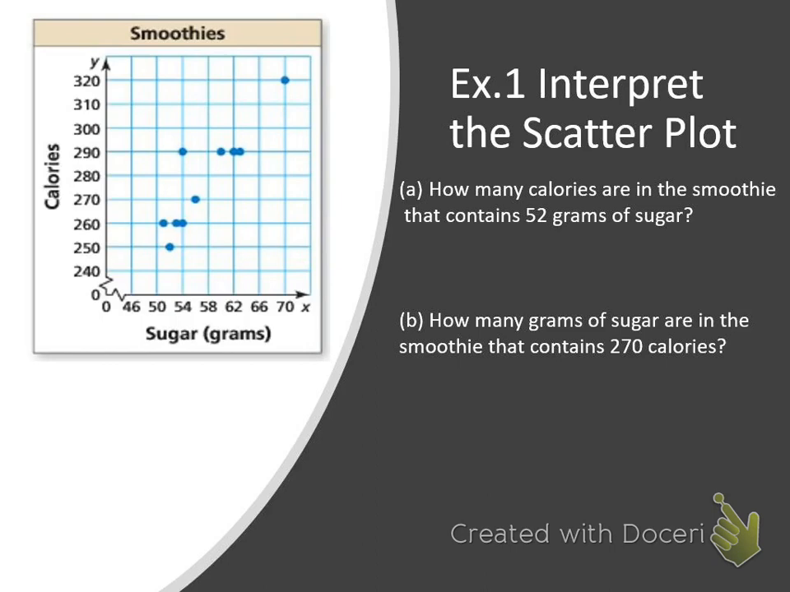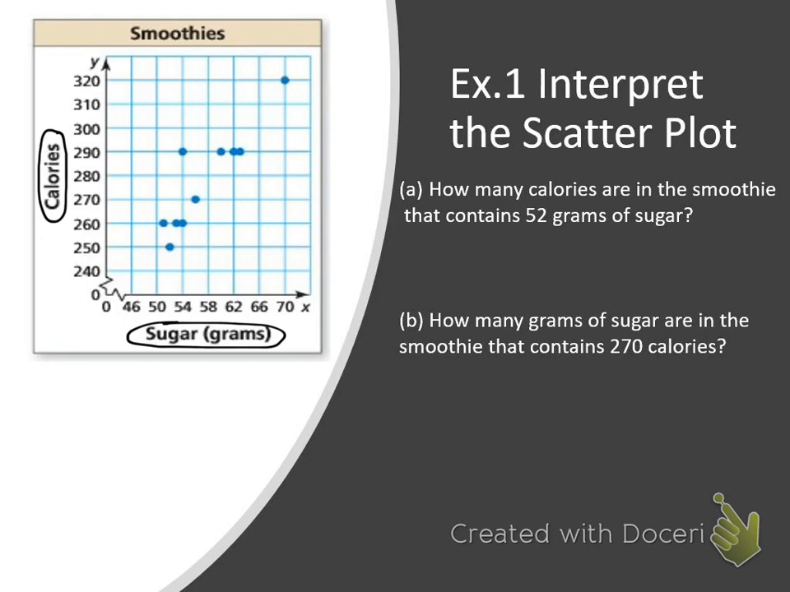Secondly, look at the labels. The x-axis is labeled sugar and the y-axis is labeled calories. That's important because when we go to answer these problems, we've got to know if we're looking at the x-axis or the y-axis. All right, look at the way the axes are numbered. So look at the x-axis. What are the increments? 4. They're counting by 4s. You got 46, 50, 54, 58, so they're counting by 4s.